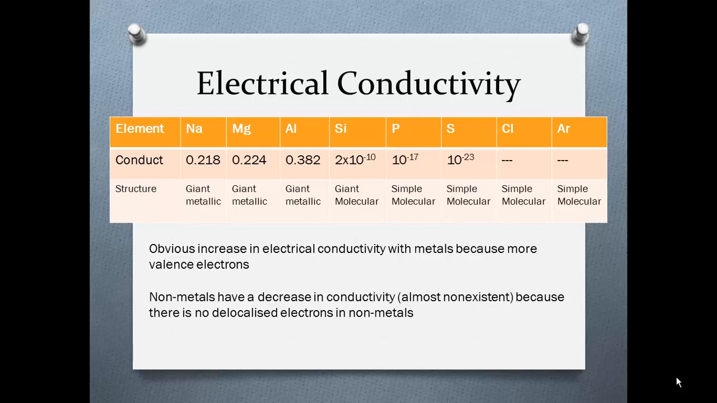Electrical conductivity. This is pretty basic. Metals conduct, nonmetals don't. So why does the metal conductivity increase as you go across from sodium to aluminum? That's because, again, more electrons, therefore higher conductivity. And then in nonmetals, same thing. There's no delocalized electrons at all, so there's going to be non-existent conductivity. You can see that in phosphorus and sulfur and chlorine and argon, which are gases. They're not going to conduct electricity. Silicon is a metalloid. It does conduct a little bit, and that's because of its structure as well.